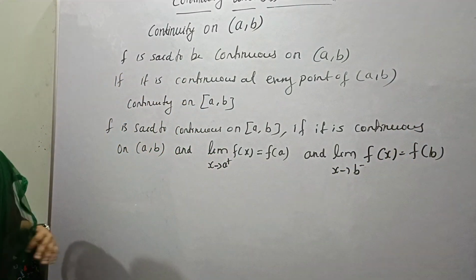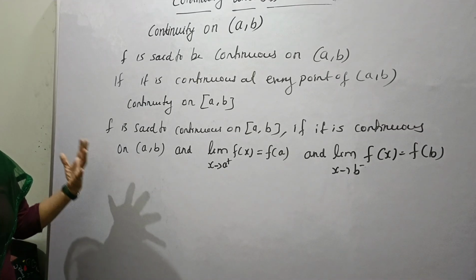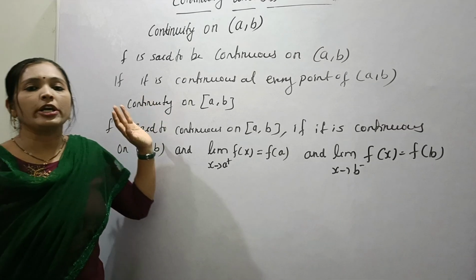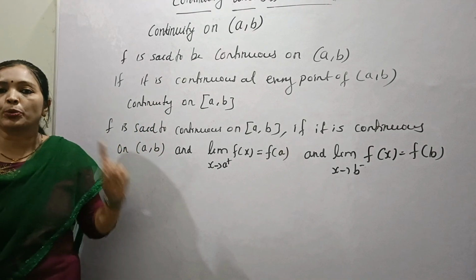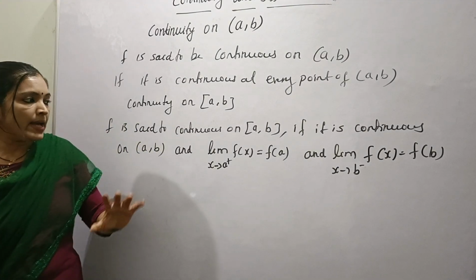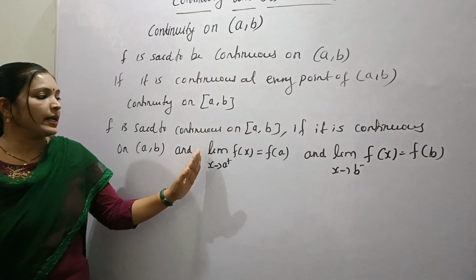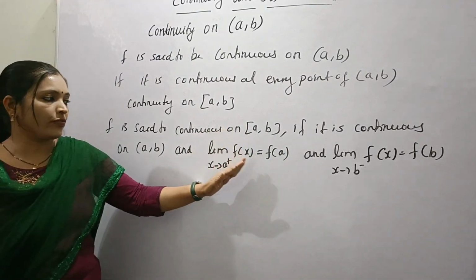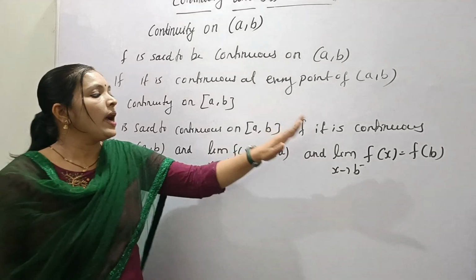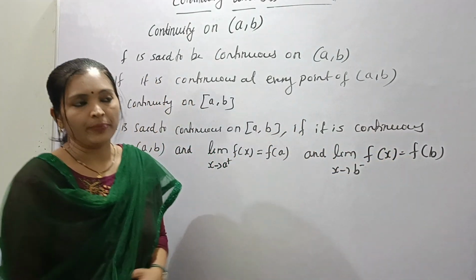So continuity on closed interval AB: how to determine the given function is a continuous function on closed interval AB. It should be continuous on open interval AB and these equations should be satisfied. That is, limit x tends to a plus f of x is equal to f of a and limit x tends to b minus f of x is equal to f of b.